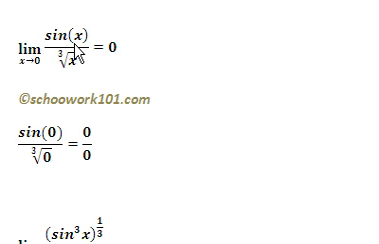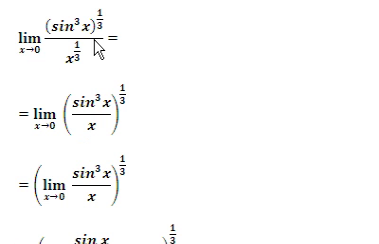We have the limit of sine x over the cube root of x as x approaches 0, claiming that this limit is equal to 0. Well, we do the direct substitution, plugging 0 directly in for x, as you can see here, and we end up getting 0 over 0. So that means we need to try to do something with this.